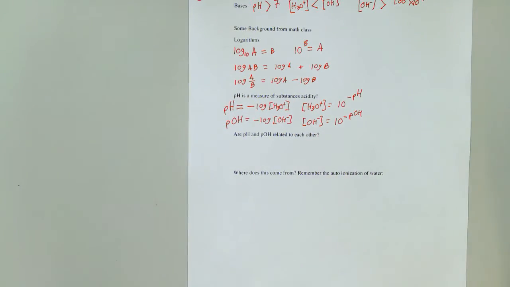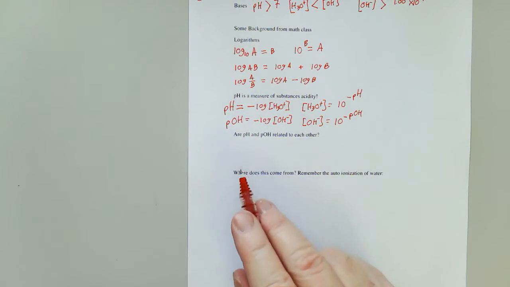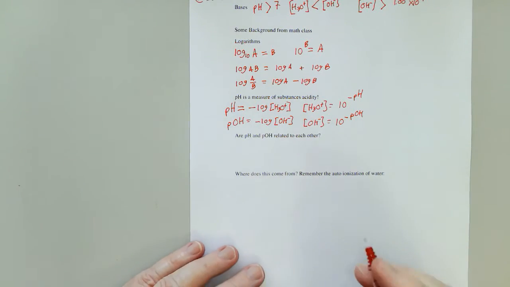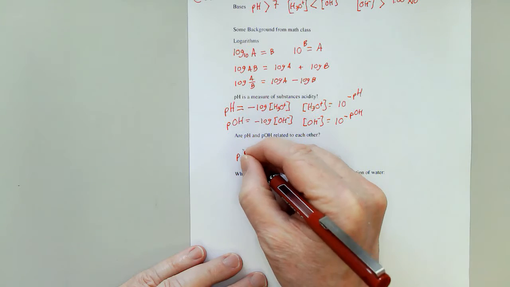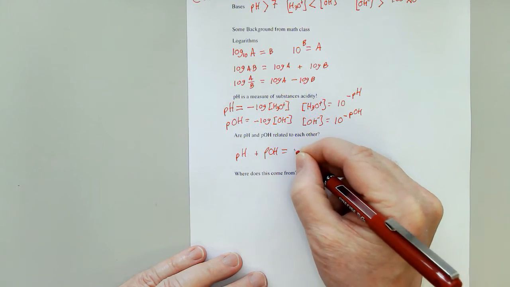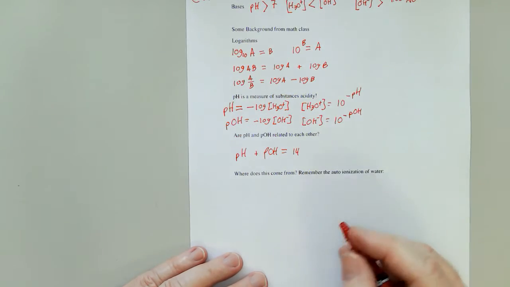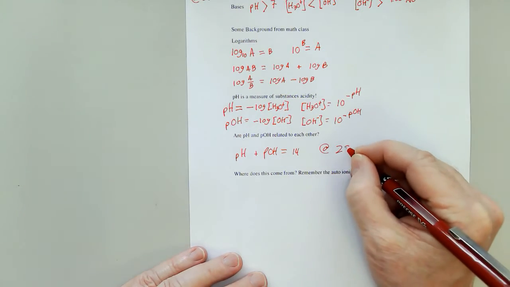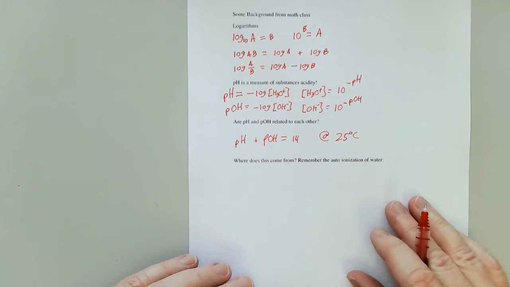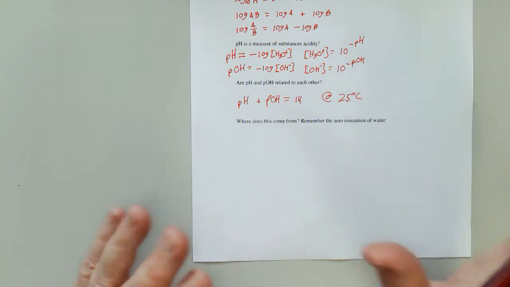Now, it turns out in the real world, we don't use pOH very often. We talk about pH a lot, okay? But we will be doing calculations based on this. They are related to each other. The pH plus the pOH will add up and equal 14 at 25 degrees Celsius, and all of this stuff we're doing is at 25 degrees Celsius. Okay? So now, let's see if we can derive this.